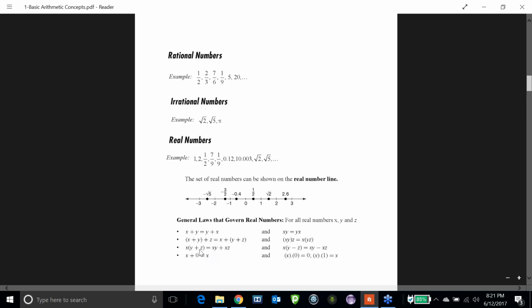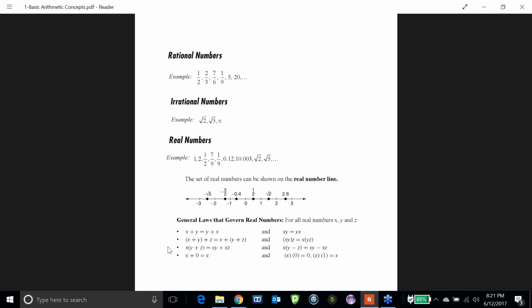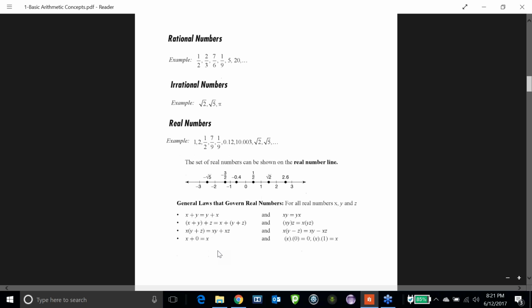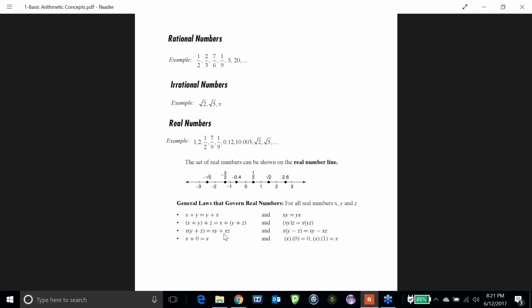The next law is called distributive law, which is x into y plus z. Can you please substitute the values of 2, 3, 4 in this particular expression? And if you check it, you'll get the same answer. These are the few laws you need to remember, and wherever it is applicable in the exam, you need to apply them. I'll give you a few examples later, like how to use them and everything.